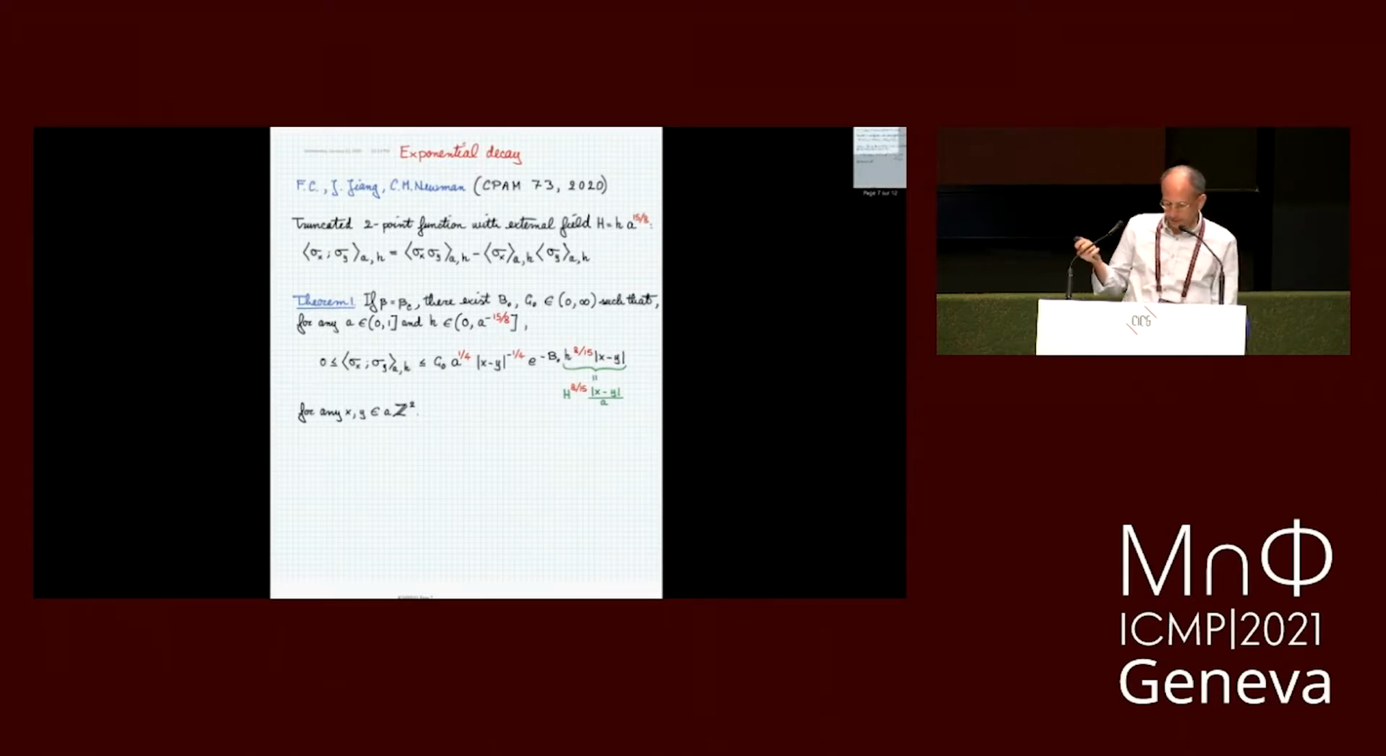So the truncated two-point function is a classical object in statistical mechanics. It's the two-point function minus the product of the expectations of the spins. And this result may seem to experts somewhat surprising.